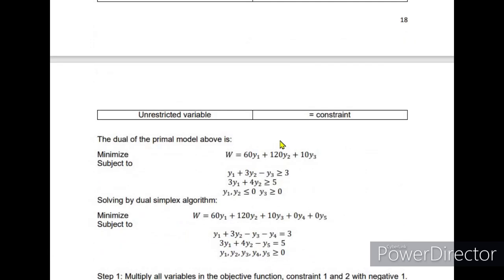So you will just look at the primal model for the sign of these constraints. Here we will accept negative values of y sub 1 and y sub 2, but we will only accept positive values of y sub 3.